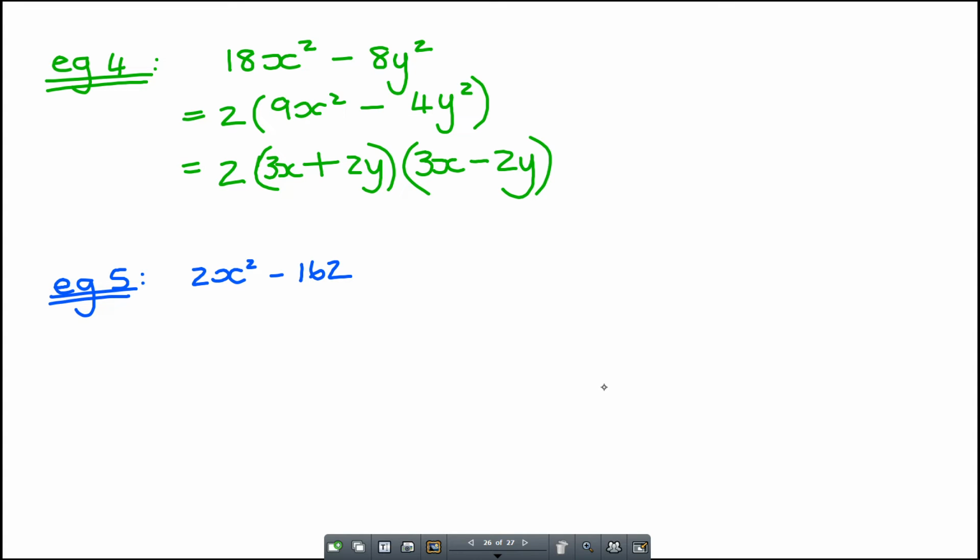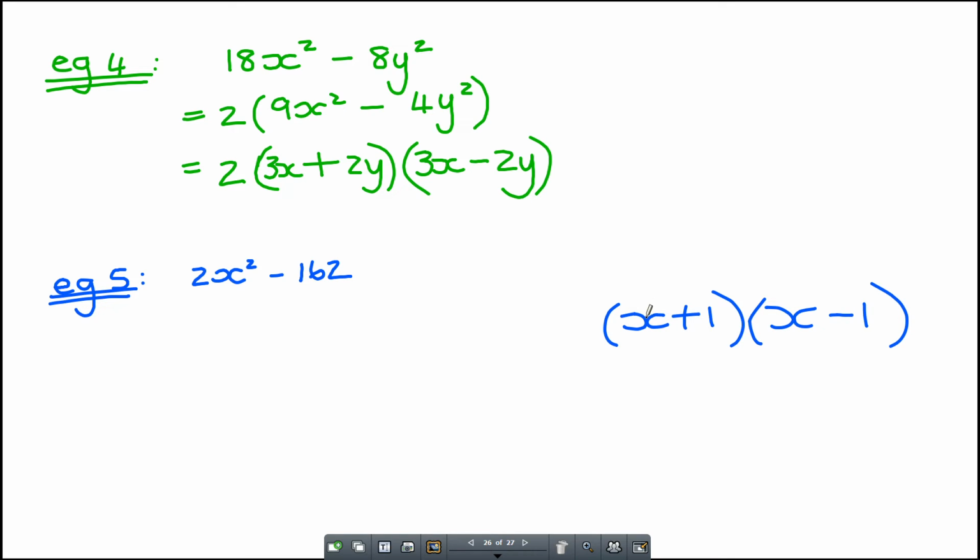Sorry, that must be a minus. Because if you do FOIL, have a look. Let me use a different example. X plus 1, x minus 1. No?